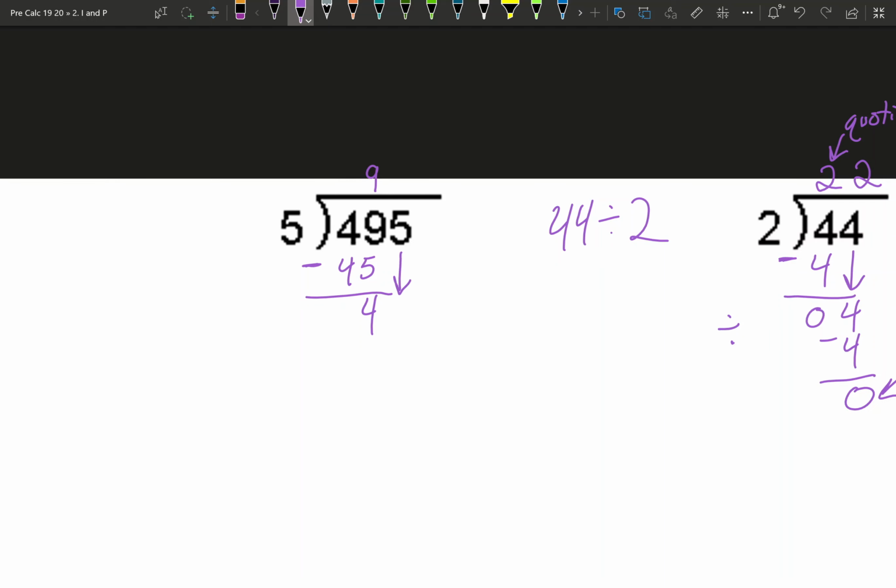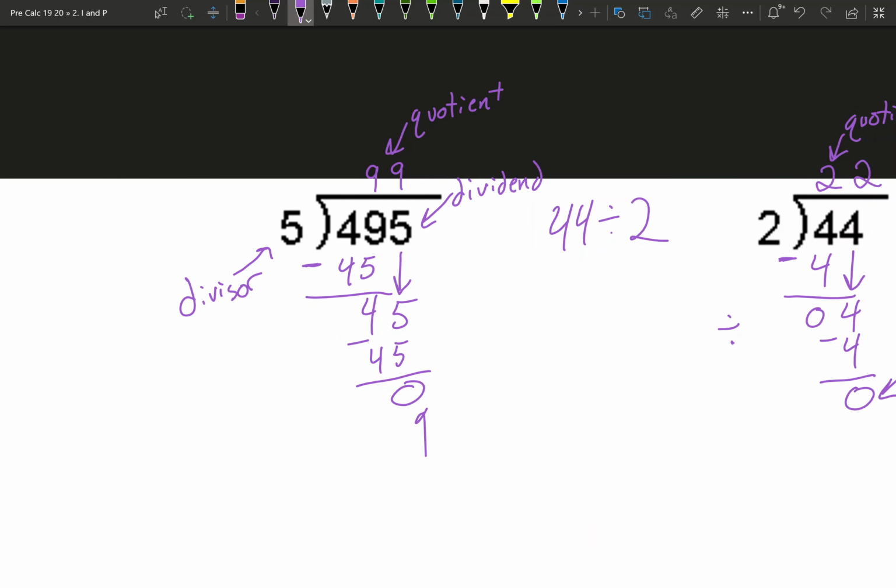We bring down our 5, and now 45 is our new dividend, and we divide that by 5 again. So 45 divided by 5 is 9, and we still end up with a remainder of 0. So we've got our dividend, our quotient, our divisor, and our remainder.